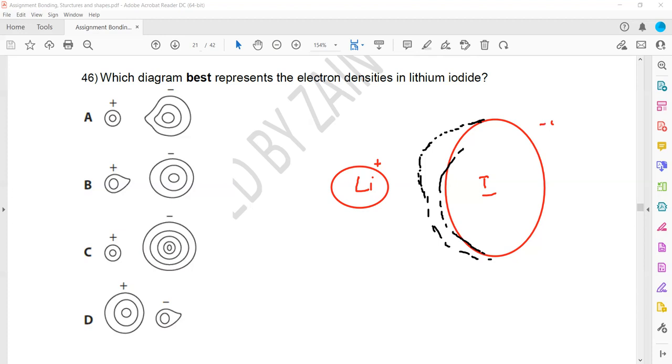So which is the best evidence of an ionic compound? If there was no distortion, the electron density map should be like this. But because there is a distortion, no distortion normally happens only for isoelectronic structures, which have the same number of electrons. So in this case A is the right answer.